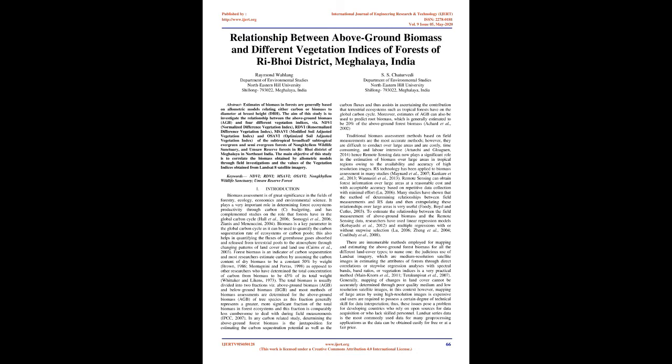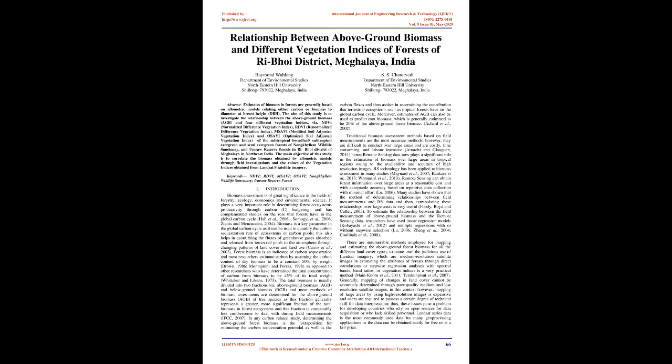This also helps in quantifying the fluxes of greenhouse gases absorbed and released from terrestrial pools to the atmosphere through changing patterns of land cover and land use. Cairns et al., 2003. Forest biomass is an indicator of carbon sequestration, and most researchers estimate carbon by assuming the carbon content of dry biomass to be a constant 50% by weight, Brown, 1986, Montagnini and Porras, 1998, as opposed to other researchers who have determined the total concentration of carbon from biomass to be 45% of its total weight.